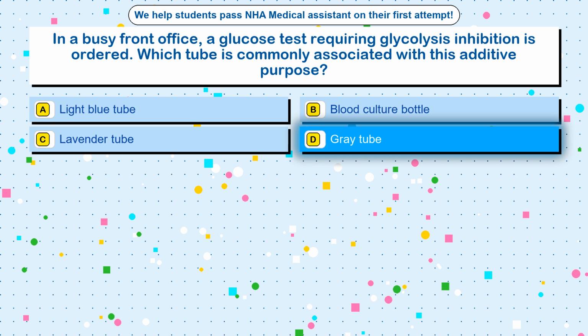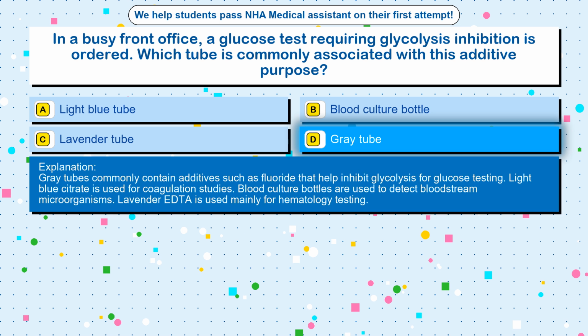The correct answer is option D, gray tube. Gray tubes commonly contain additives such as fluoride that help inhibit glycolysis for glucose testing. Light blue citrate is used for coagulation studies. Blood culture bottles are used to detect bloodstream microorganisms. Lavender EDTA is used mainly for hematology testing.